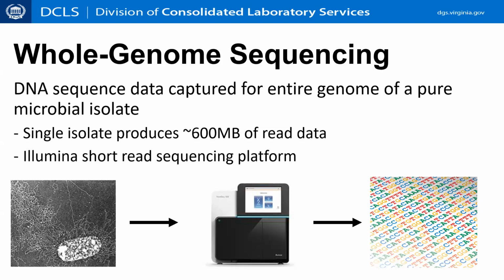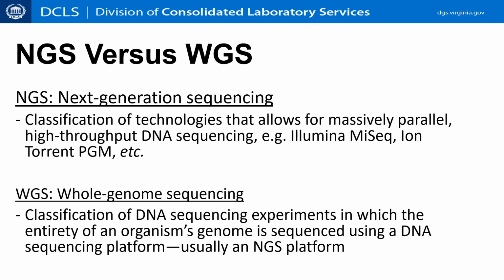And just for redundancy, because this is important here, next generation sequencing is the classification of technologies that allows for this massively parallel high throughput DNA sequencing. Whereas whole genome sequencing, WGS, is a classification of sequencing techniques in which we are sequencing the entirety of an organism's genome. And in general, especially now with these technologies being available, we are generally utilizing NGS to carry out WGS. That is, we are using next generation sequencing platforms such as the Illumina MiSeq platform to carry out whole genome sequencing experiments. And that's the predominant technology we're seeing utilized in public health.